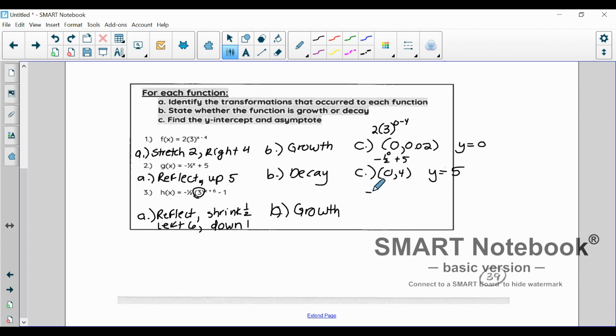If I plug in 0 for x to find the y-intercept, again, I'm going to have to use my calculator. So I'm doing -1/2 times 3 to the 6th power, and then -1. It's a pretty big number, which again, sometimes these numbers are really big or really small because it's exponential. That's my y-intercept. That's what my calculator gave me when I plugged in 0 for x. And then my asymptote is always the k value. So y equals -1.